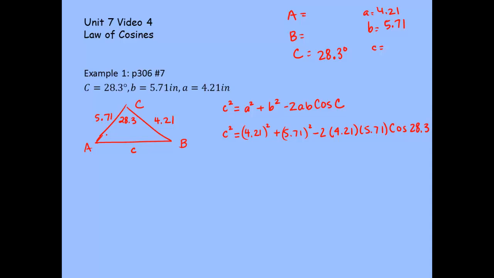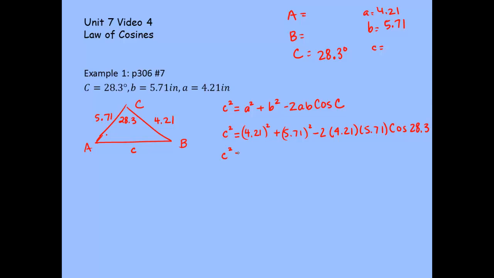Now I'll be honest with you, I've had students in the past that will write everything out perfect and then type in the sine of 28.3. This is the law of cosines. Make sure you're using the correct button on your calculator. So carefully go ahead and calculate all of this, and we will come up with an answer for little c.